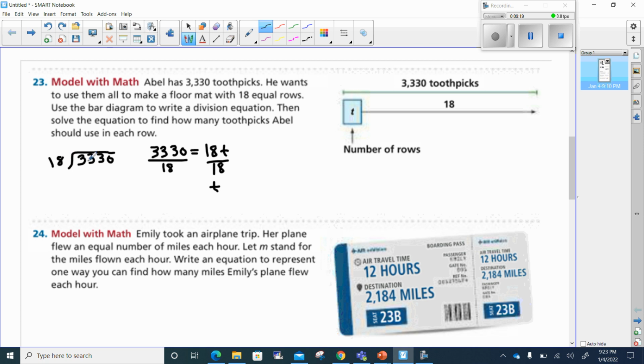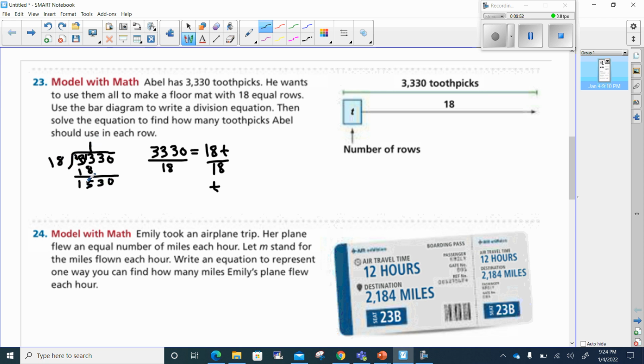I know 18 is not going to go into 32 or 33 twice, so it's only going to go in once. I bring down my 0, my 3. I have to borrow 1. 13 minus 8 is 5. And 2 minus 1 is 1. As you can see, 15 is not bigger than 18, so 1 was the correct number to use here.